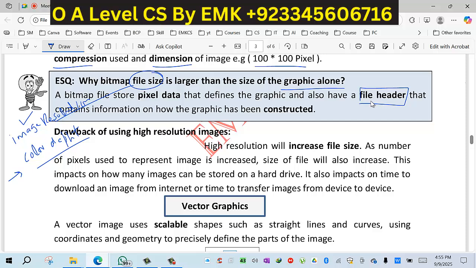Okay, so the drawback of using a high resolution image. Definitely if you use a high resolution image, your file size will increase. It means the number of pixels that represent that image will also increase, and file size also increases. So definitely you will need more storage space, and it will also take more time to transfer the file. So this is all about bitmap images.